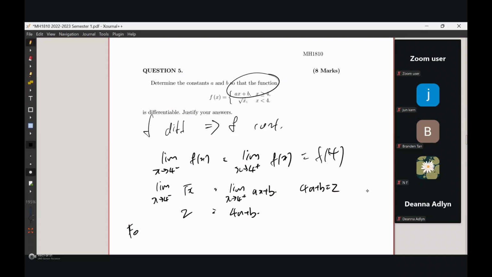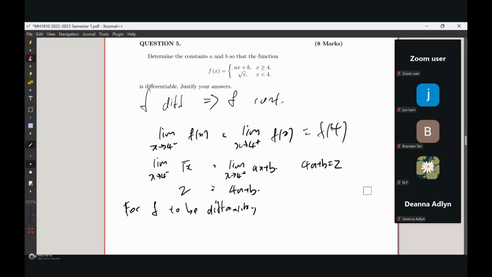So for f to be differentiable, you can differentiate the left and the right side, and they have to be equal. So the left derivative has to be equal to the right derivative at all points.